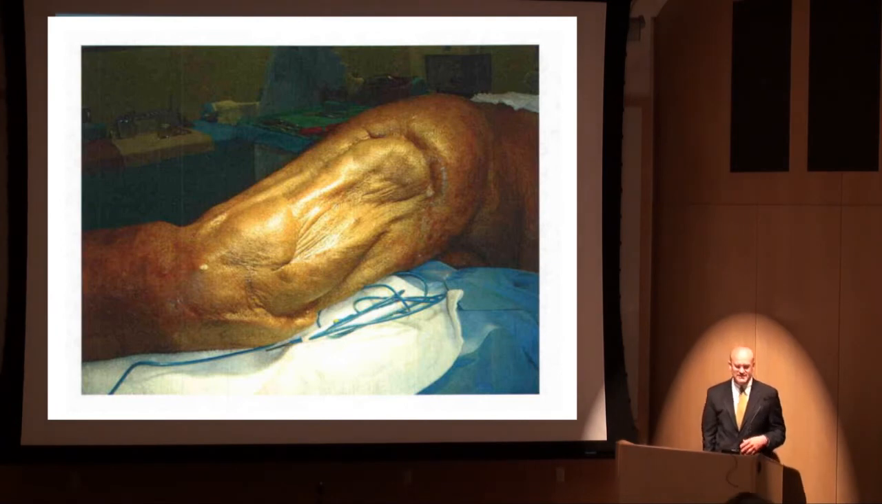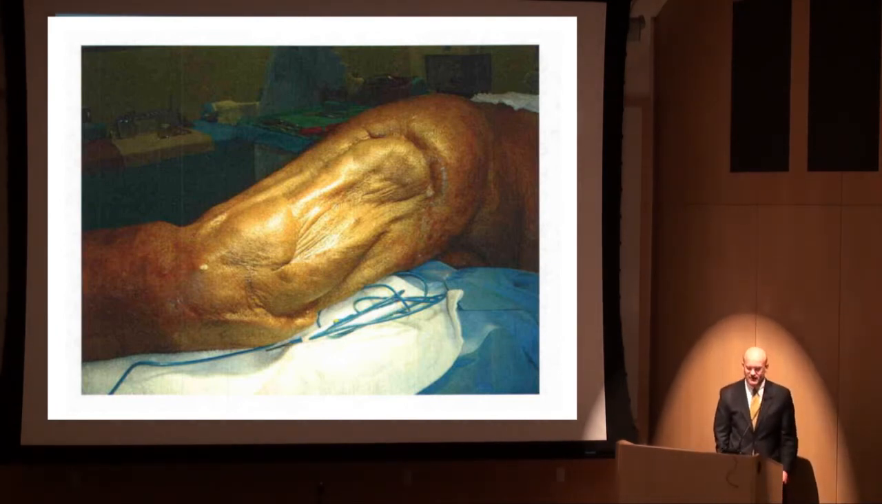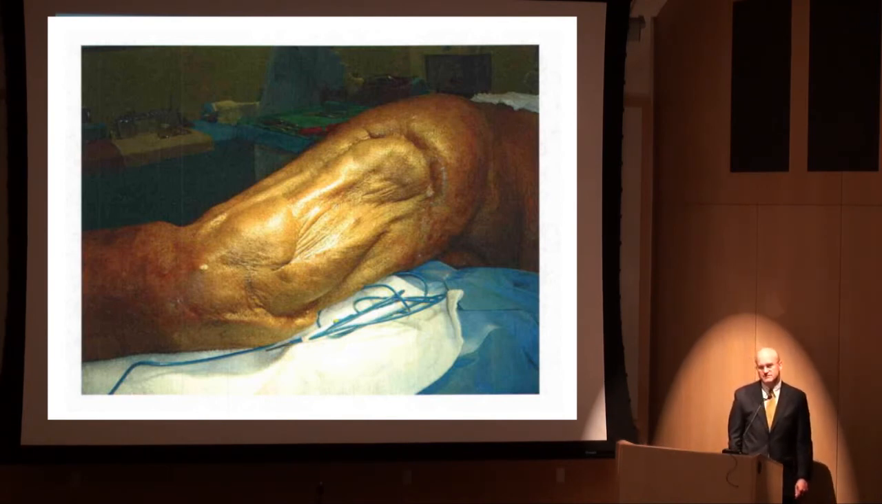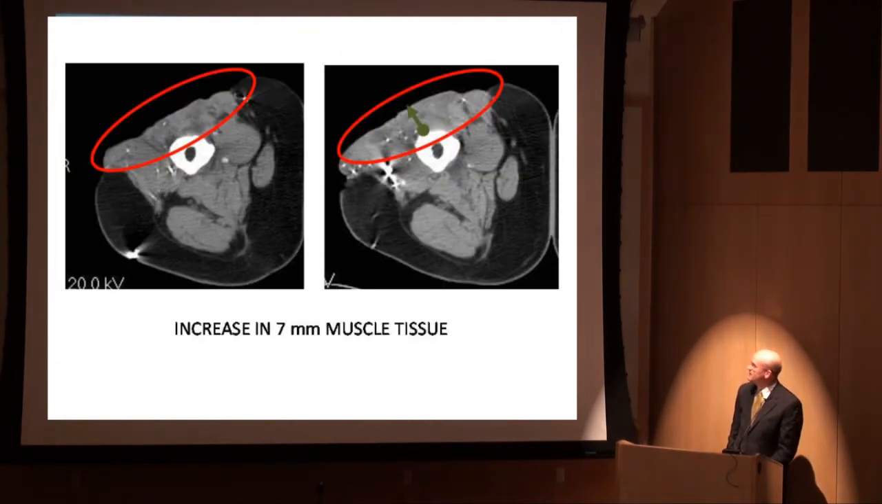So this is a typical kind of injury for us: in an explosion, they lost part of their leg muscle. And we said, well, what if we put some of that pixie dust, as people call it, into this muscle defect? Does it make the muscle grow back? So we made a decision, put some stuff in there, and it did. When we did CT scans, we found there was a significant increase in the size of the muscle.